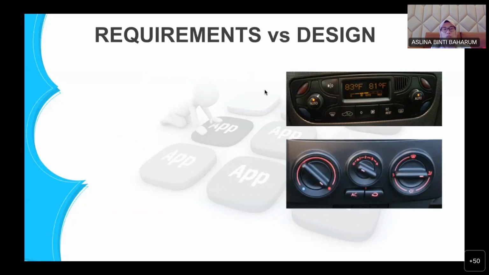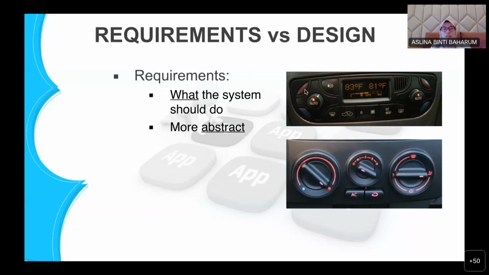When we talk about requirement versus design, the picture on the right is to give you a visual definition of requirement. Requirement is what the system should do, more abstract. You cannot touch it. What the system should do, you cannot see it, it is abstract. If you see the image on the right side, it's more on the function. You cannot touch the function, but you can touch the radio, of course.